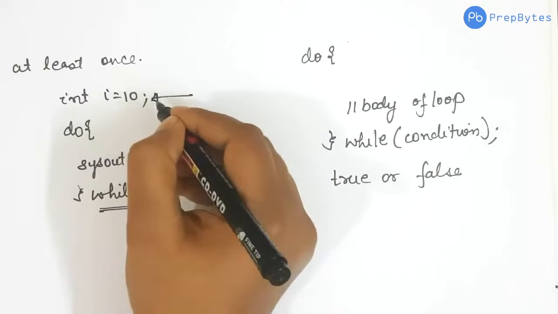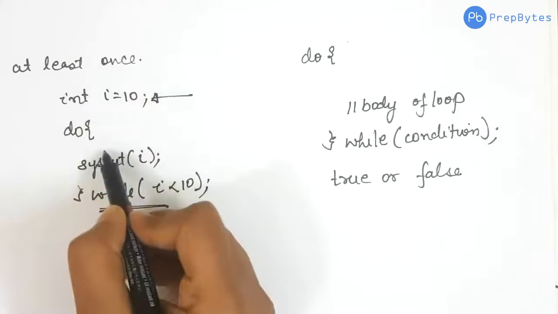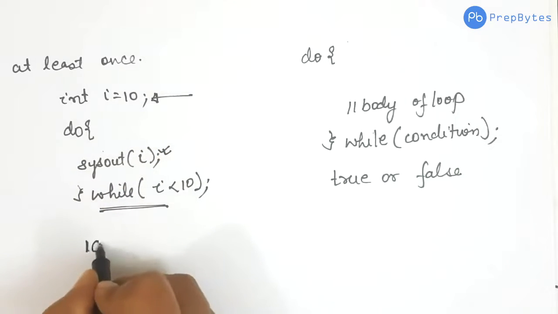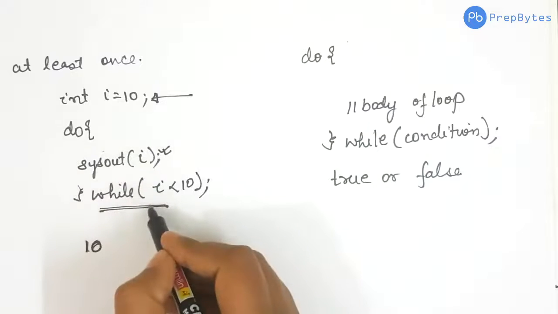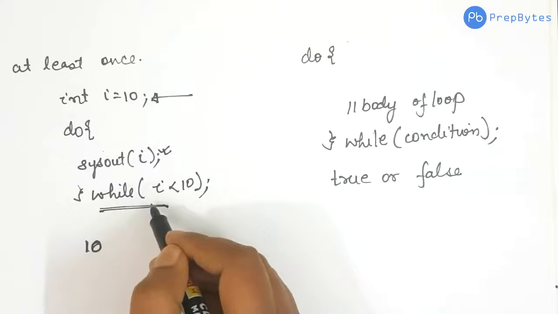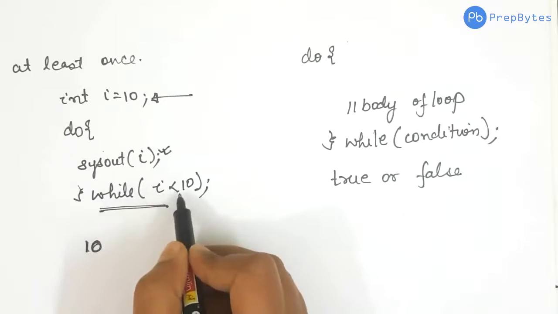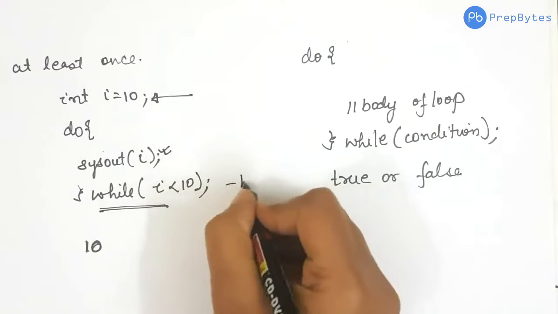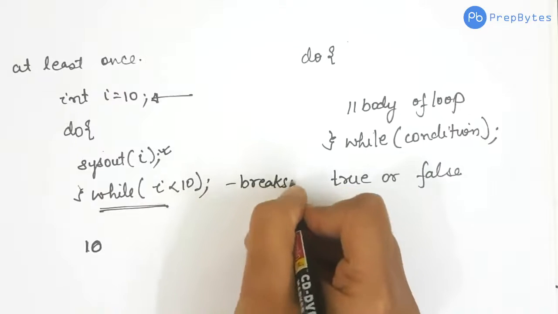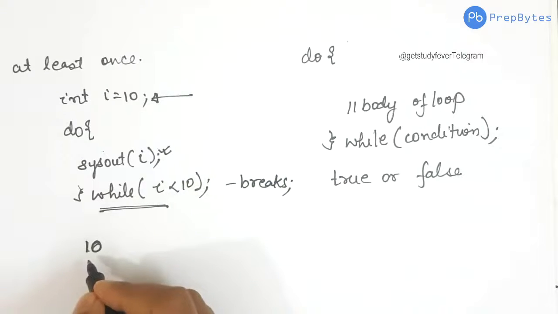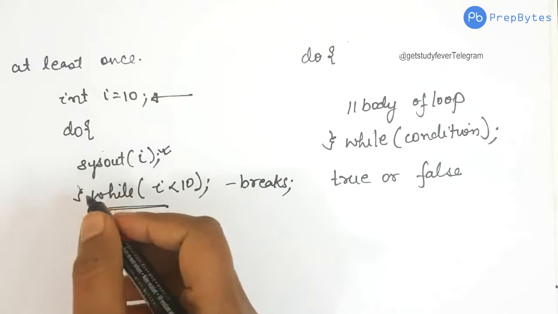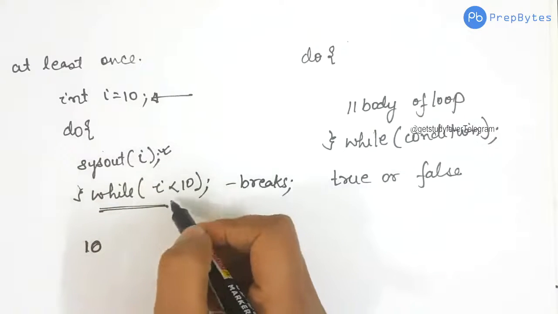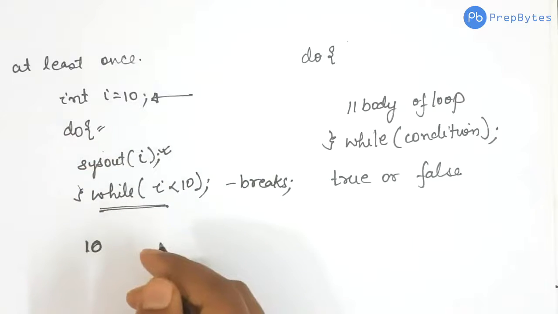i will get initialized to 10, we will come inside the loop, then we have sysout i, so 10 gets printed, and then the while loop condition is checked, whether i is less than 10 or not. So here i is not less than 10, so the loop breaks. So this is one of the major differences between while and do while, that irrespective of the condition, do while runs at least once.